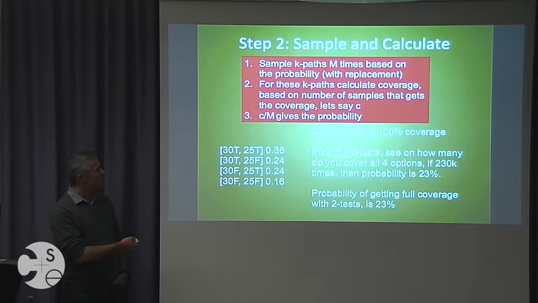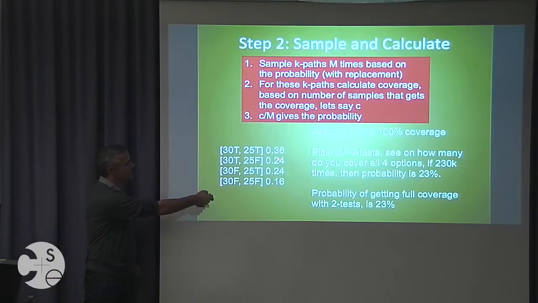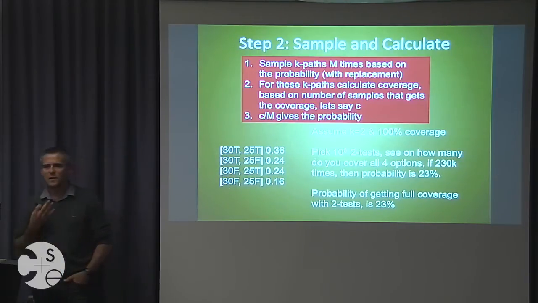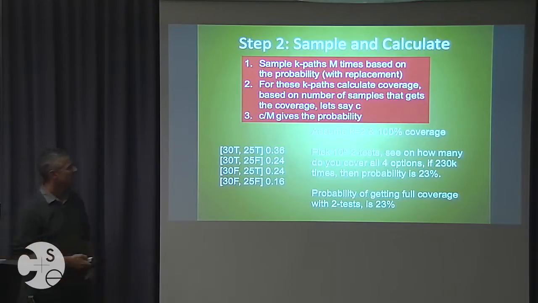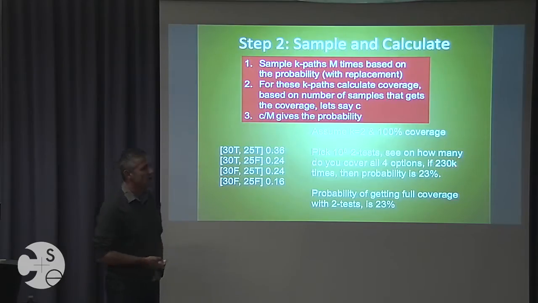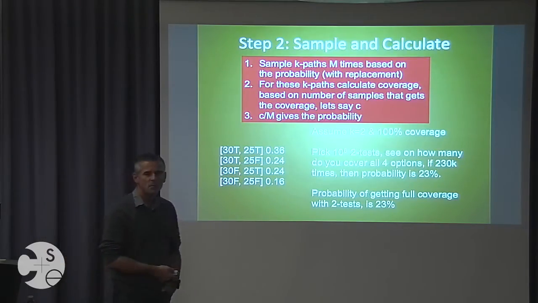We pick 1,000,000 times two of these, but we base it on these numbers. So when we sample, we are more likely to sample this path than this path, right? It's just based on these numbers that we already calculated. If we do this for this example, we see that 230,000 of these cases we sampled will give us 100% coverage. And if you analytically calculate this, the answer is 23.04 or something.